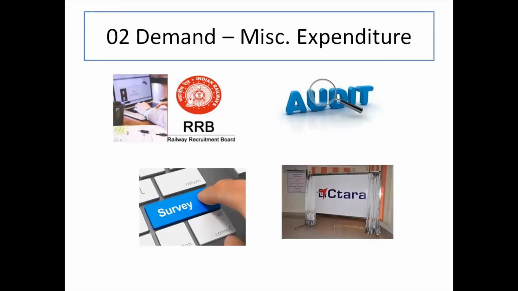Here, what are the examples? All centralized training institutes, that is IRIFM, IRISET, NAIR, or the Railway Staff College. Each department has a separate centralized training institute: mechanical at Jamalpur, electrical at Nasik Road, traffic at Lucknow. So all the centralized training institutes, railway recruitment boards, survey, RDSO Lucknow, and audit expenditure all come under demand number 2. This is also under the direct control of the Railway Board.